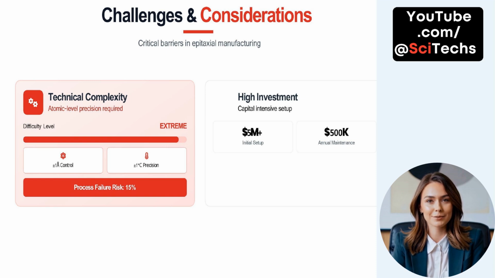Additionally, the high investment cost is a major consideration. Initial setup for epitaxial equipment exceeds $5 million, making it one of the most capital-intensive processes in the fab. On top of that, annual maintenance costs can reach $500,000. Together, these technical and financial demands make epitaxy both a high-risk and high-reward strategy in advanced semiconductor manufacturing.